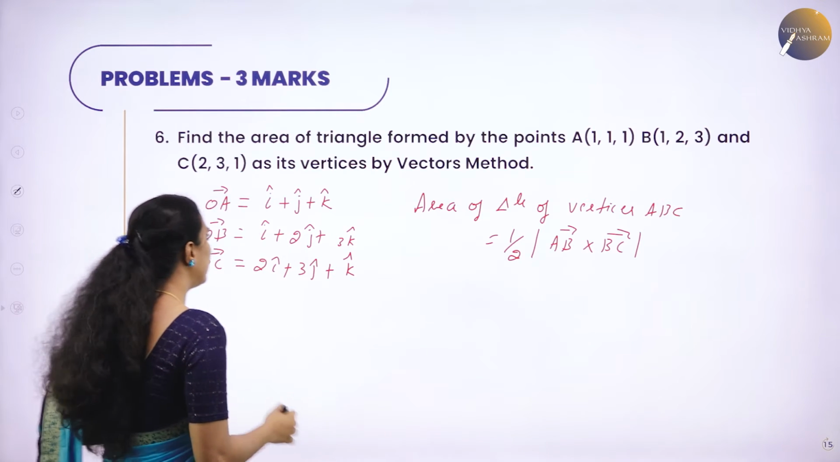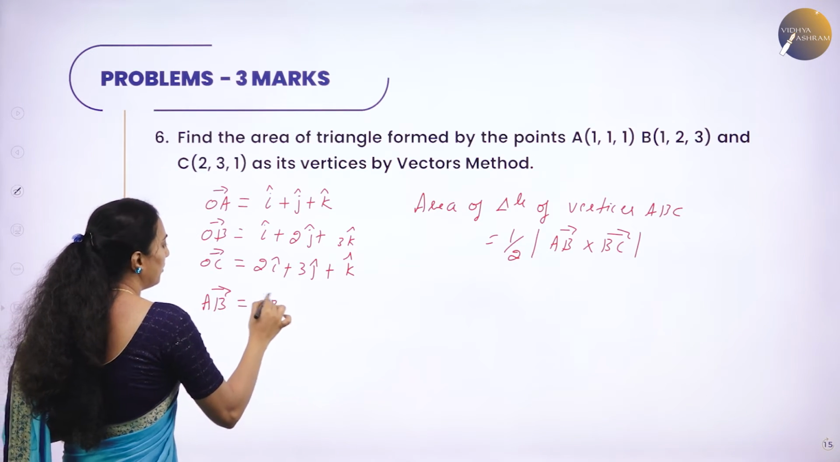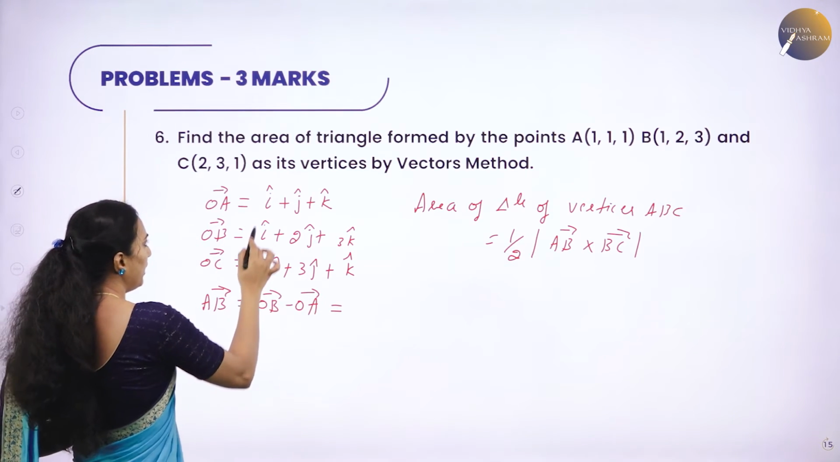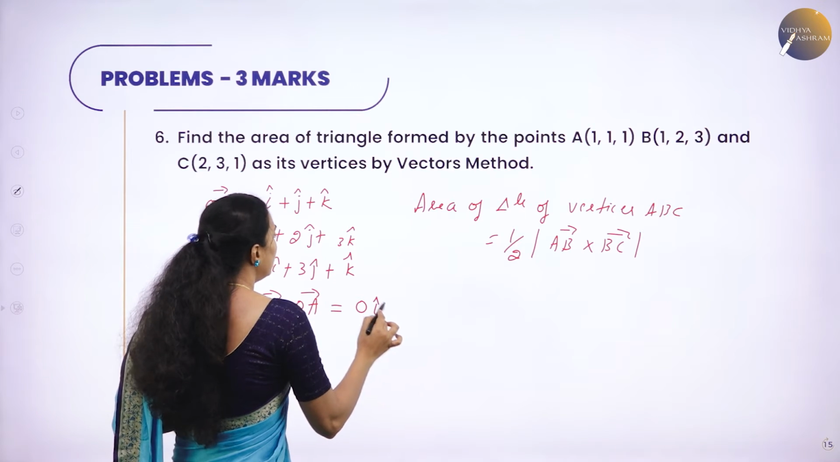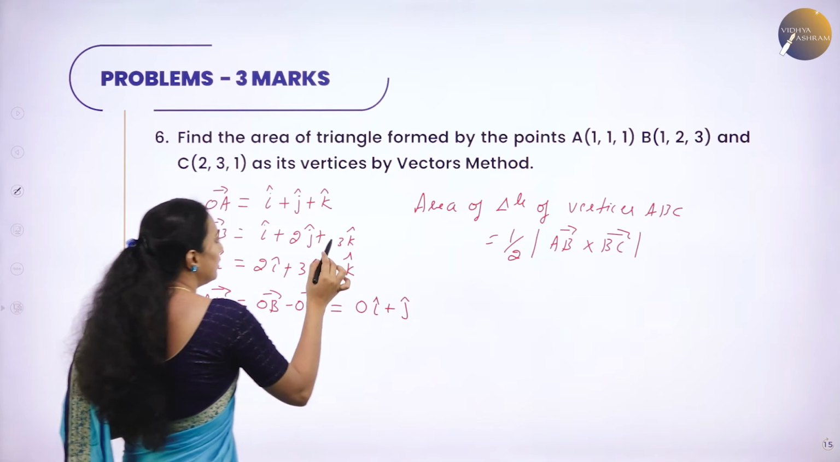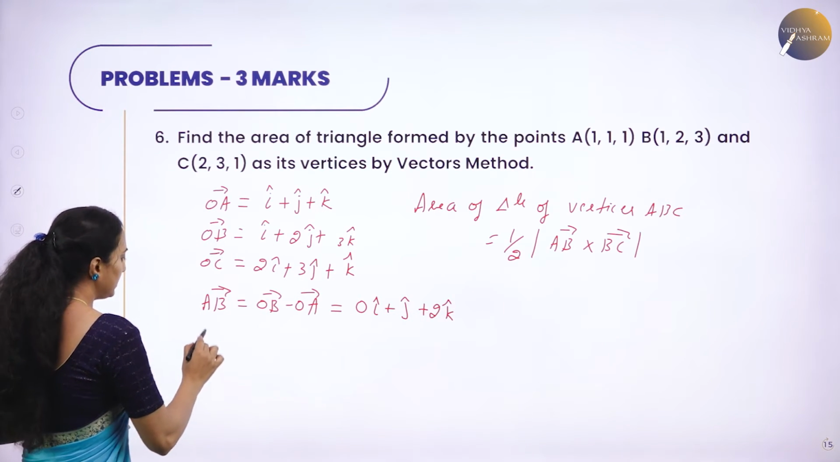Now let us find out what is AB vector. AB vector is nothing but OB vector minus OA vector, right? So OB minus OA is nothing but i minus i, which is 0i, again 2j minus j, which is plus j, again 3k minus k, which is plus 2k. Now what is AC vector?